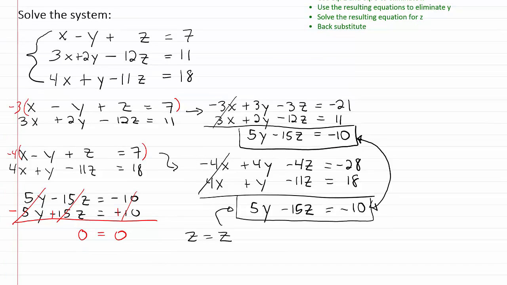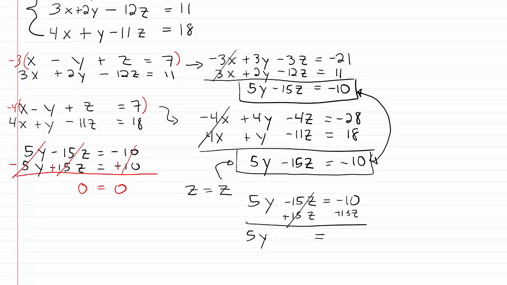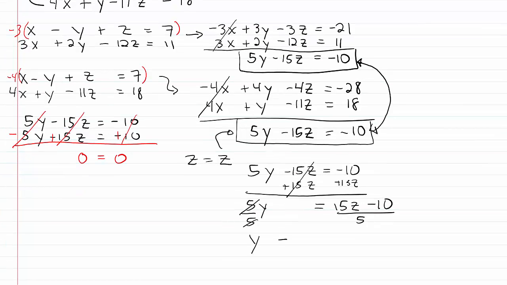To do that, you're actually just going to take the 5y minus 15z equals -10, and then just add the 15z to both sides. And that will give you 5y, the 15z's will cancel out on the left-hand side, and you end up with 15z minus 10. Then you divide everything by 5 here. And that will end up giving you the idea that y is equal to, well, 5 goes into 15 3 times, leaving you 3z, and 5 goes into -10 -2 times.